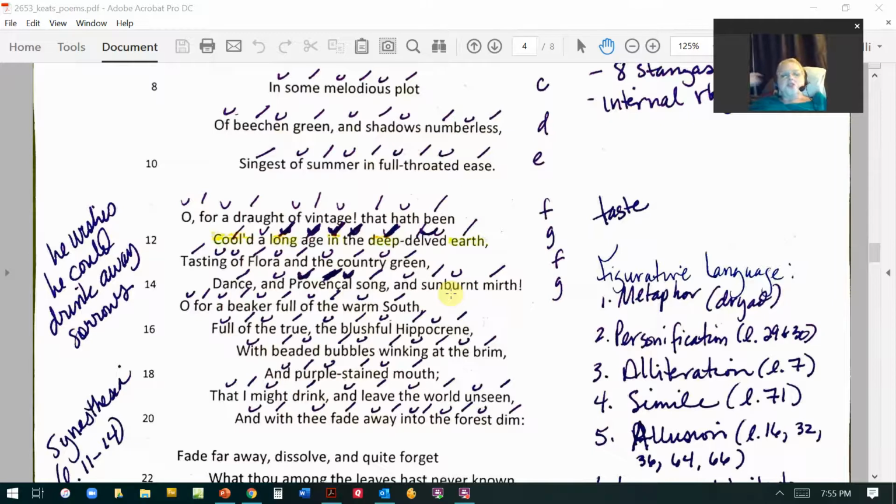And so he says, oh, for a draught of vintage that hath been cooled a long age in the deep-delved earth, tasting of Flora and the country green, dance, and Provençal song, and sunburnt mirth.